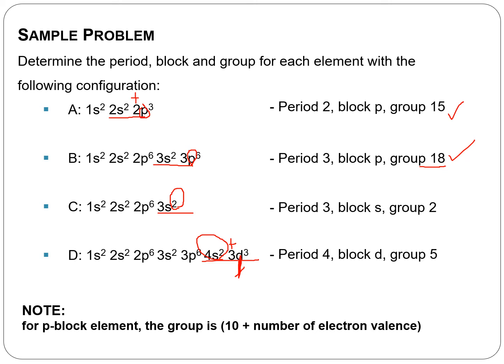Okay, for P block, normally it's group 10 plus the valence electrons. That's why you got 15. But this one is D block. Okay, D block, which is a transition metal, you don't have to add 10. So that's why it becomes group 5. Right, for P block, this is 8, so we add 10 to it. So that's why you got 18.